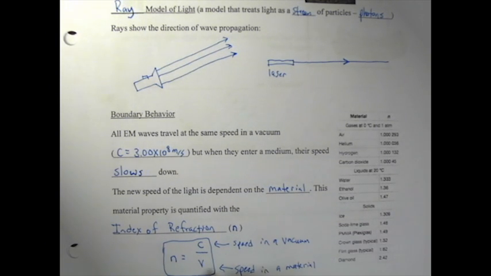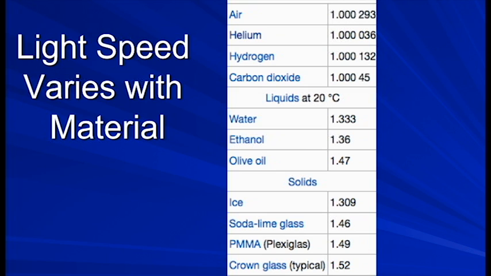However, as the speed gets slower and slower in the material, the denominator gets smaller, so the index of refraction will become higher. As we look at the table here, we can see that in these various materials the index of refraction varies, and generally the more dense a material becomes, the higher the index of refraction is. In other words, the slower light travels in that material.